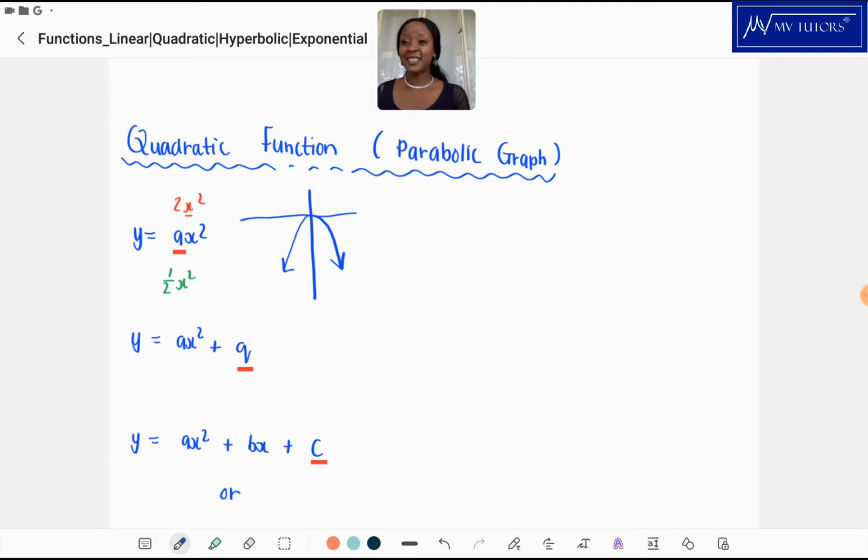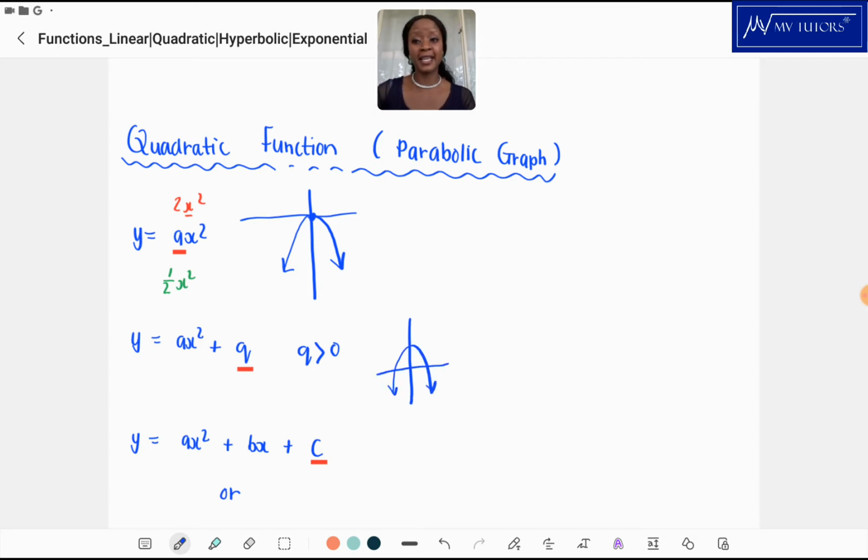And now in grade 11, you now have q. So now we're shifting the graph. It's no longer at the origin as you learned in grade 10. Now we can start moving the graph. So what does q actually tell us? Well, if q is bigger than 0, then your graph, as it is at the origin, starts shifting up.